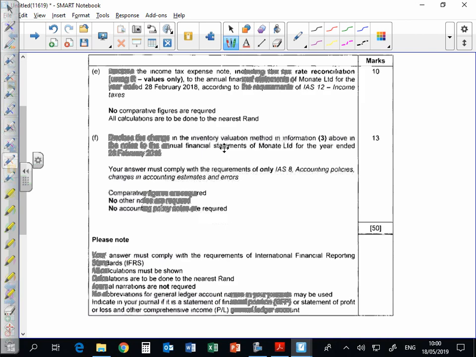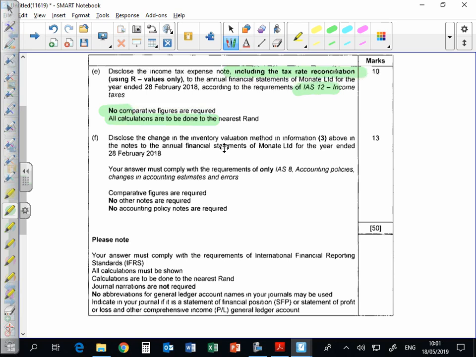E is to disclose our income tax expense note, including the tax rate recon, in the annual financial statements for the year ended in terms of IAS 12. No comparative figures are required. All calculations need to be done to the nearest rand. This is actually really fun because we know if it balances, we know our answer is right.